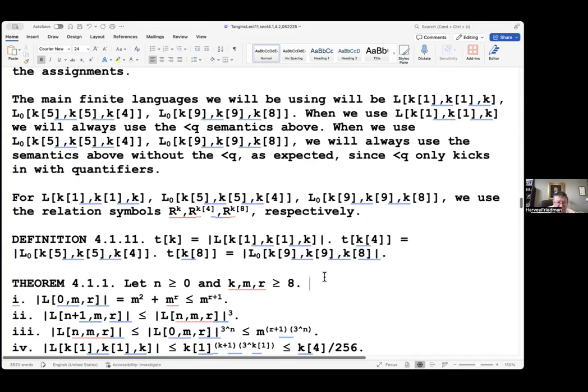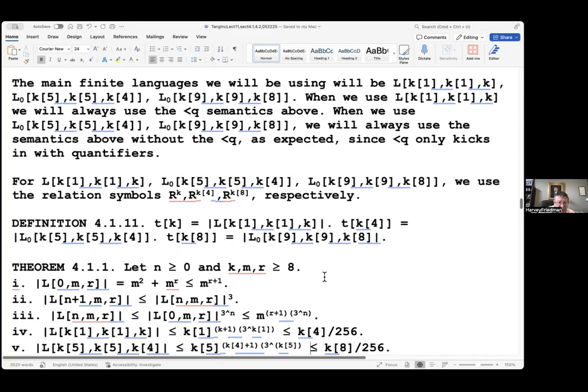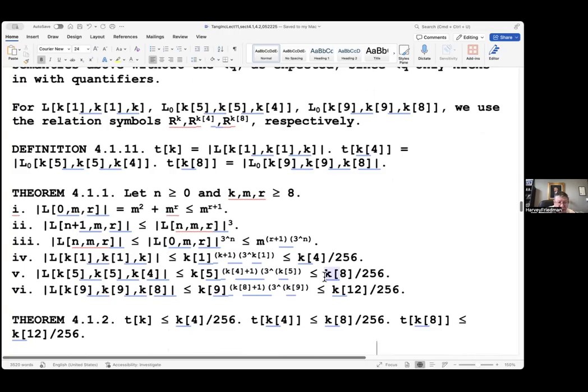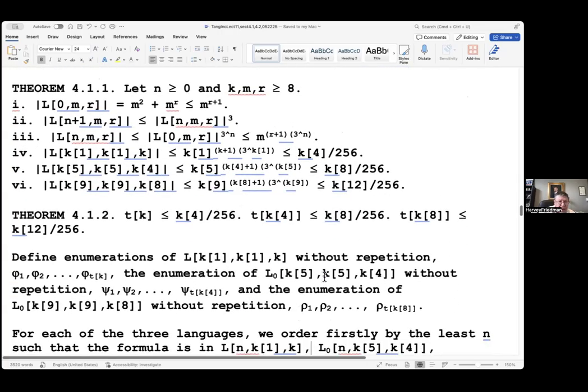And then we need an estimate on the cardinality of these things. And the only thing that we care about, I mean, I actually do this in gory detail, these rough estimates. But the only thing we care about is the number of formulas in the first language is K4 over 256. The number of formulas in the second language is this, and the third language is this.